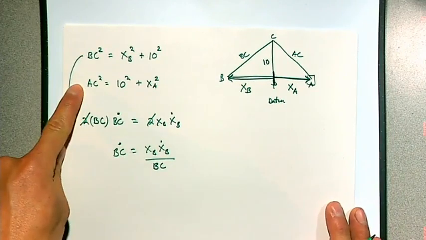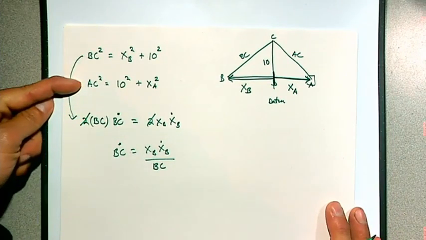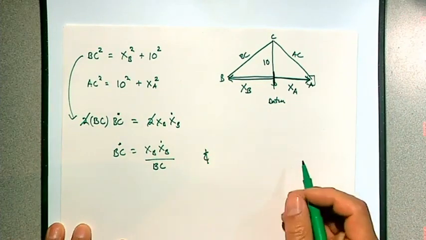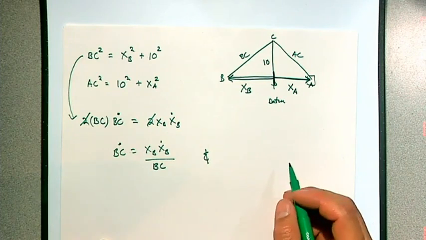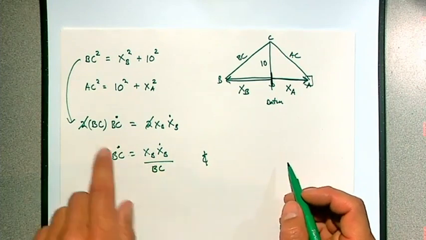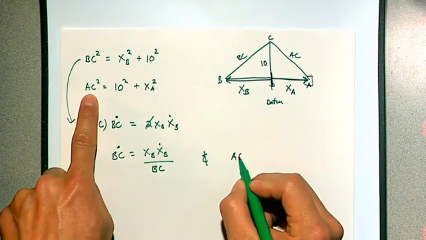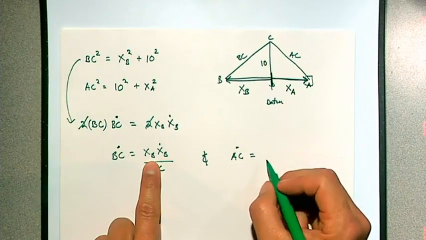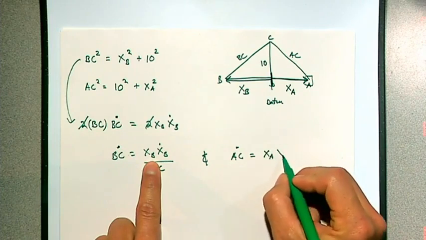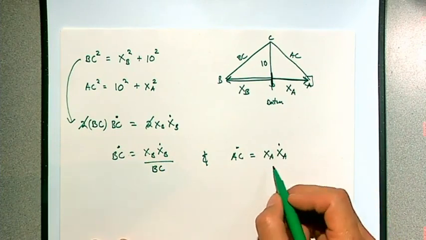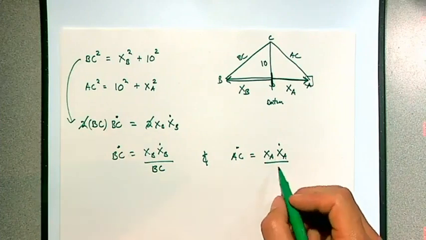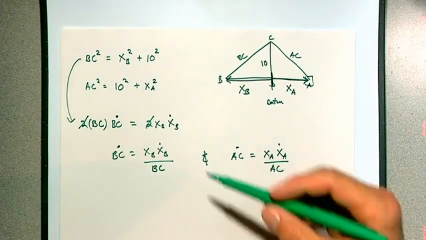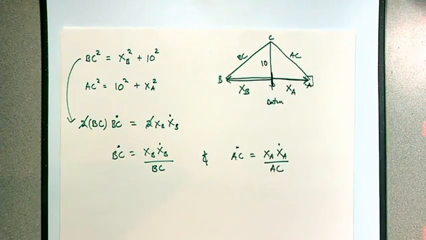I'm going to get that exact same thing if I do the derivative of my other side, my A side. So I'm going to fast forward that piece just a little bit. I got AC dot is equal to XA dot over the length of AC. Again, just taking the time derivative. I just skipped this step for this one.